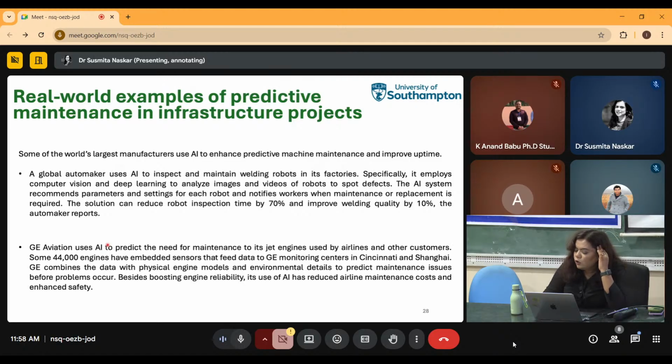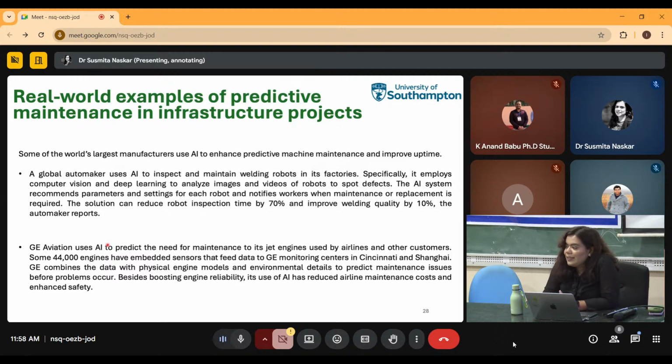So GE Aviation also uses AI to predict the maintenance needs of its jet engines used by airlines worldwide. So it's a very famous aerospace company you have heard about. More than 44,000 engines are equipped with embedded sensors that continuously feed performance data back to GE's Monitoring Engineer System Center, which is in Sydney, USA, and also in Shanghai, China.